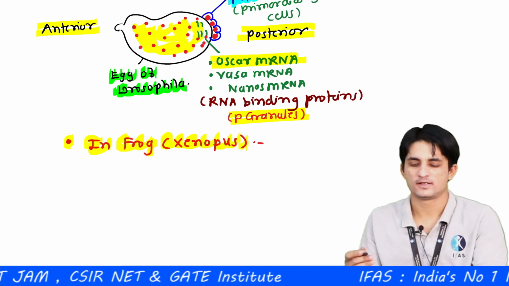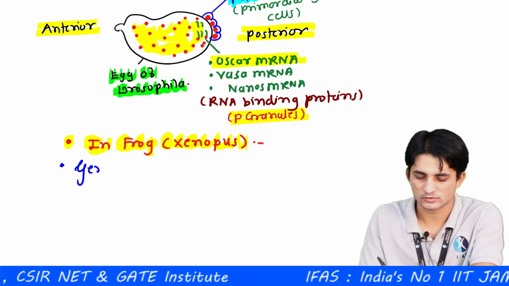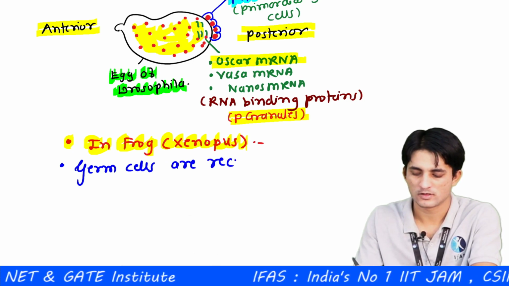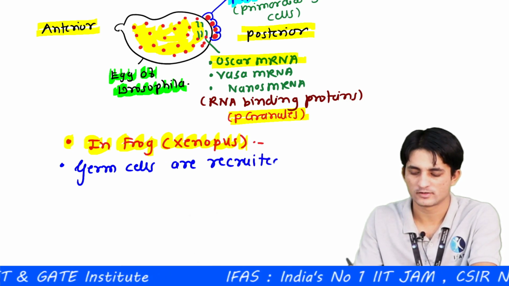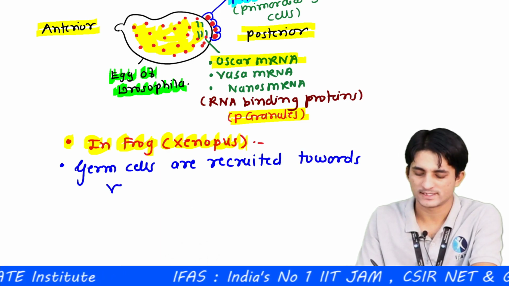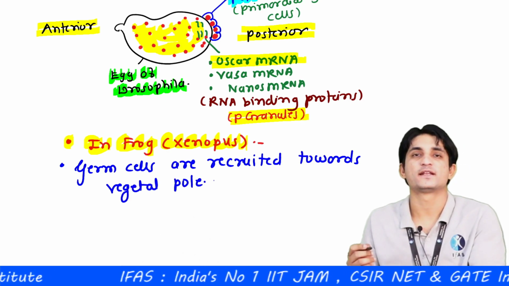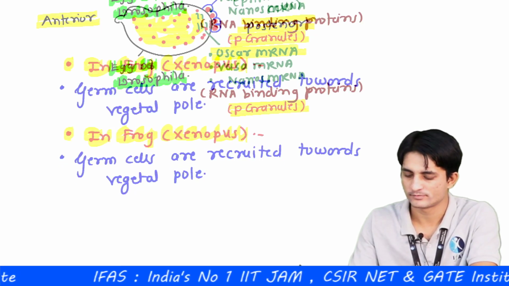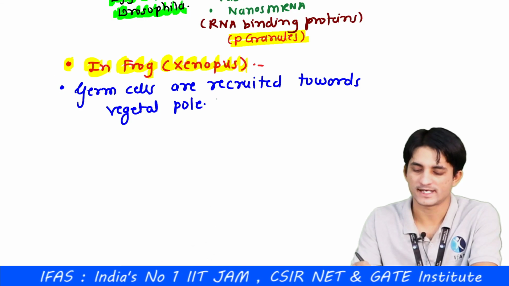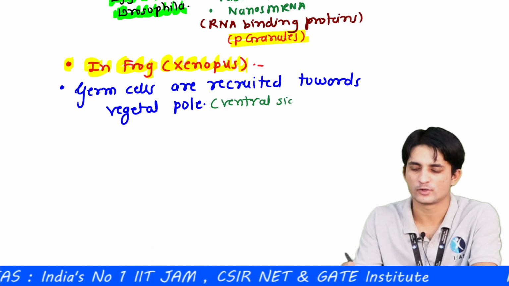So in frog, germ cells are recruited towards the vegetal pole. So they are recruited towards the vegetal pole, mostly in the endoderm region, so towards the ventral side these germ cells are recruited.